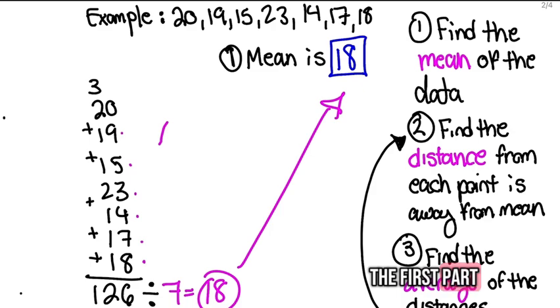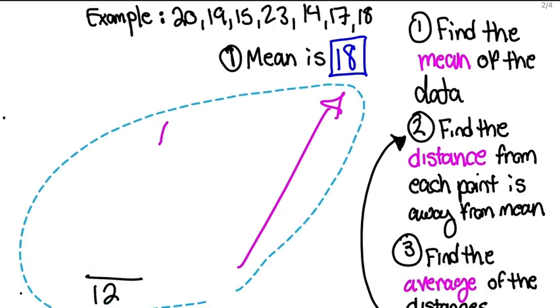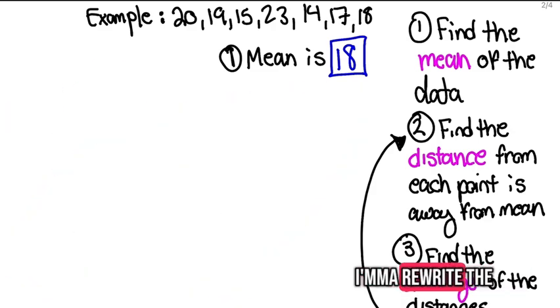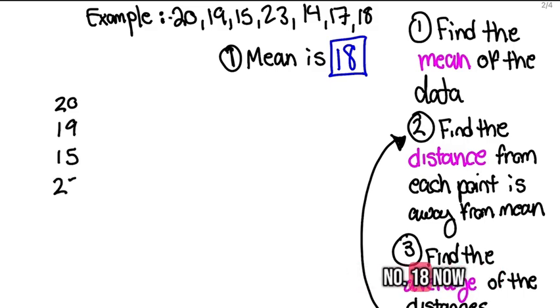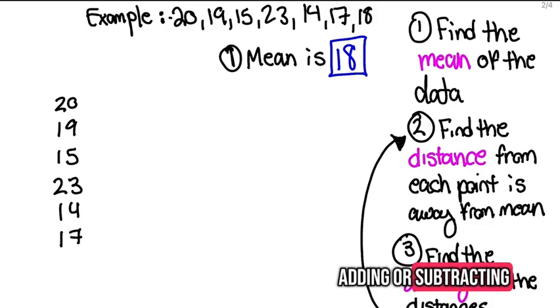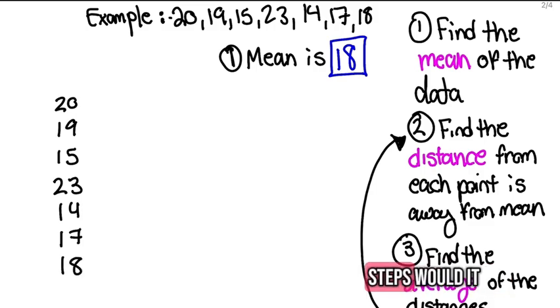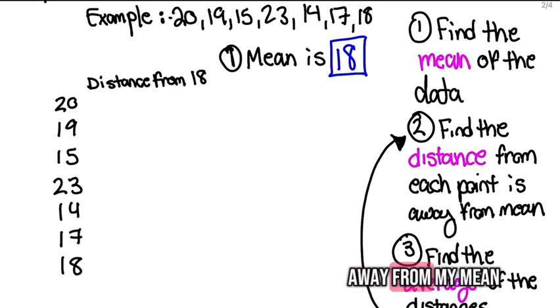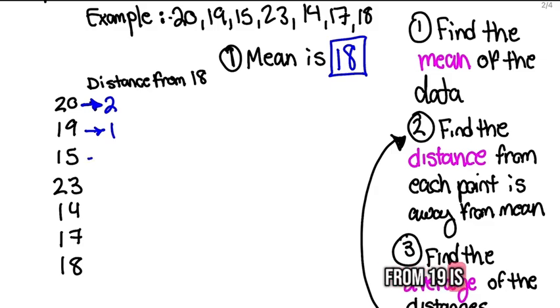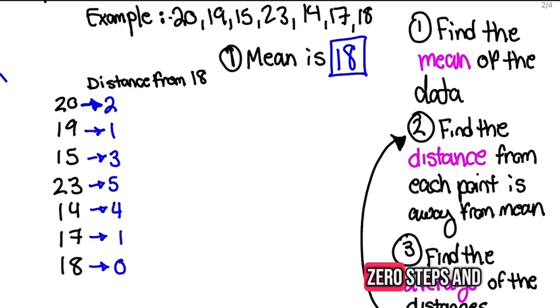So I found the first part. Now the second part: I'm going to rewrite the numbers and see how far away they are from that number 18. I'm not really adding or subtracting, I'm just seeing how many steps it would take to get there. So from 20, the distance from my mean, which is 18, is 2 steps. From 19 is 1 step. From 15 is 3 steps. From 23 is 5 steps. From 14 is 4 steps. From 17 is 1 step. And 18 is 0 steps.